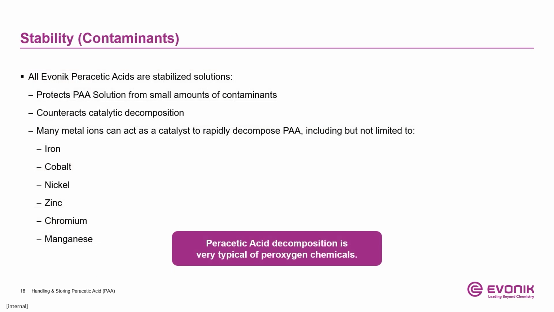All Evonik peracetic acid products are stabilized solutions. This protects the PAA solution from small amounts of contamination from metal ions, counteracting catalytic decomposition. Metal ions can act as a catalyst and rapidly decompose PAA, especially metals like iron, cobalt, nickel, zinc, chromium, and manganese. No amount of stabilizer can protect PAA from gross contamination. Contamination and temperature cause decomposition, which is very typical in peroxygen chemicals.